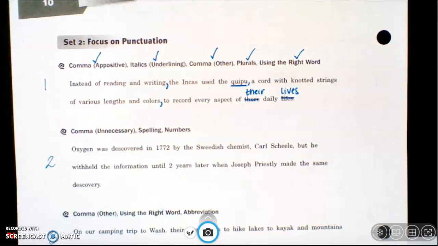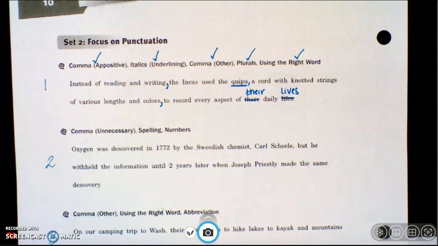My second sentence says, oxygen was discovered in 1772 by the Swedish chemist Carl Scheele, but he withheld the information until 2 years later when Joseph Priestley made the same discovery. In this sentence, I have an unnecessary comma. I also have some spelling errors, and I have an issue with numbers.